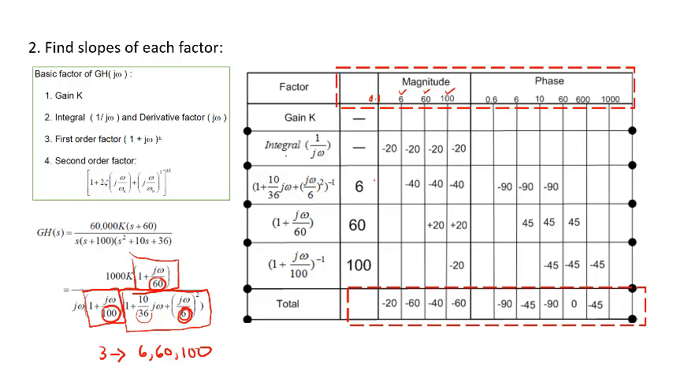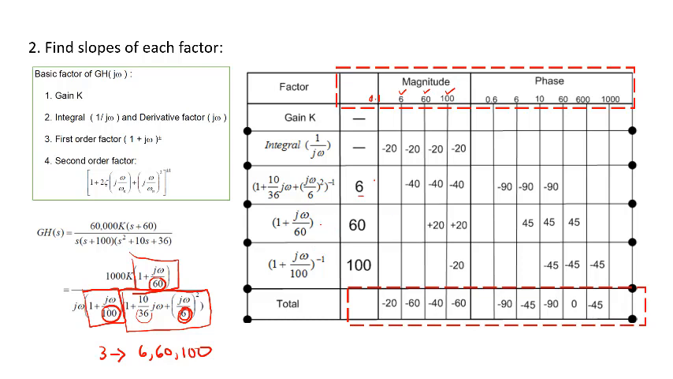So now we will start with the first integral part, the slope is minus 20. So fill up all the magnitude slope as minus 20. And secondly, the second lowest corner frequency 6 is coming from the second order. So next, after the corner frequency, the slope is minus 40.